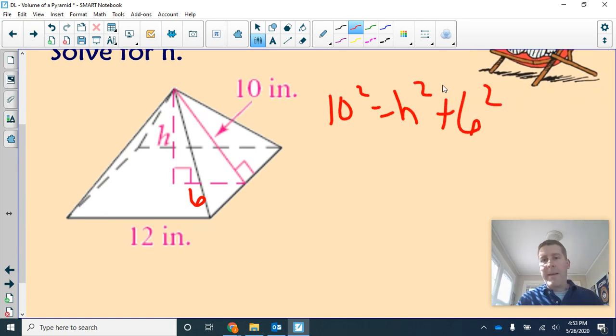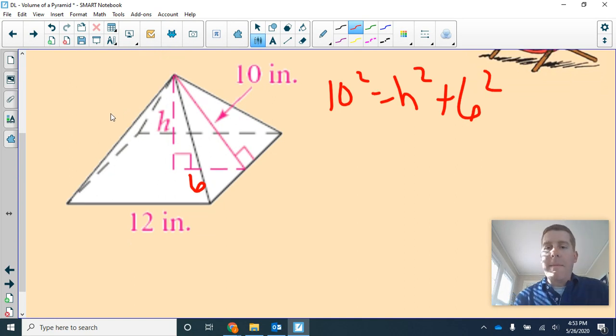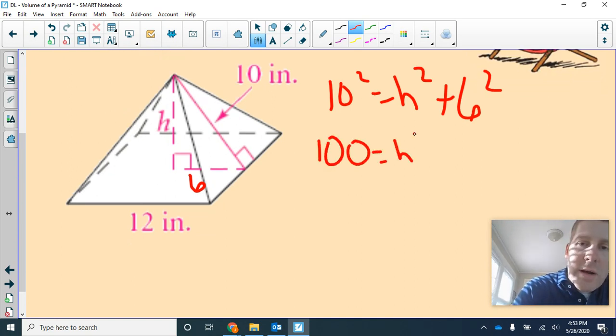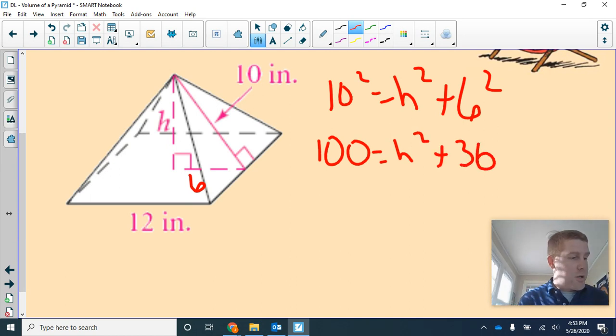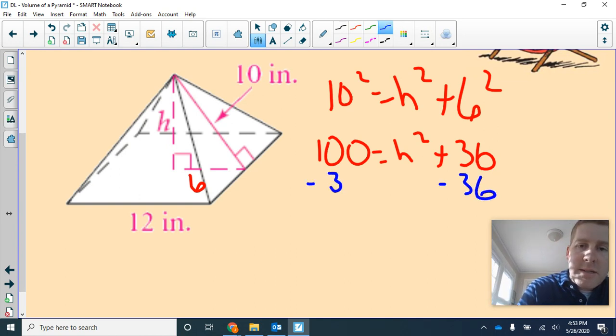Oh, yeah, look at that handwriting. My God, it's beautiful. Okay, and let's simplify. So we get 100 is going to equal h squared plus 36. We want to solve that for h, so let's go ahead and subtract 36 from both sides. Let's get that thing out of here. Minus 36.